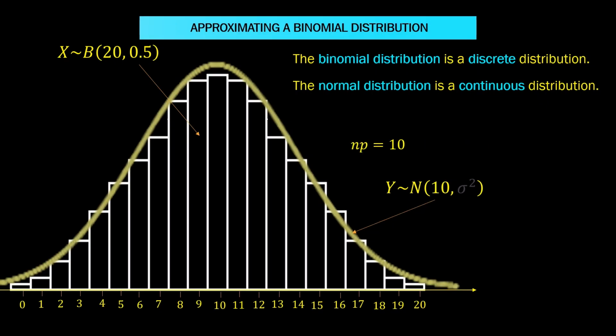Now let's find sigma squared. This is given by the formula np times 1 minus p. So let's plug in the values. N equals 20, p equals 0.5, and 1 minus p equals 1 minus 0.5, which equals 0.5. So our variance for the normal distribution is equal to 5.